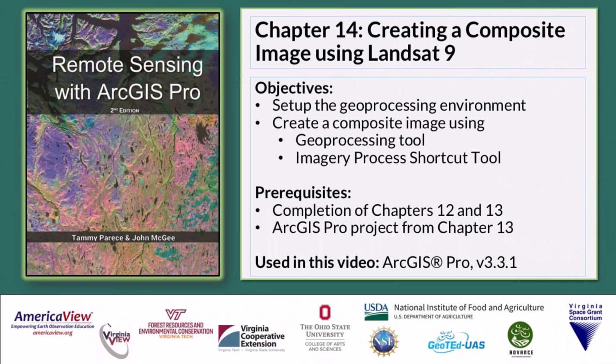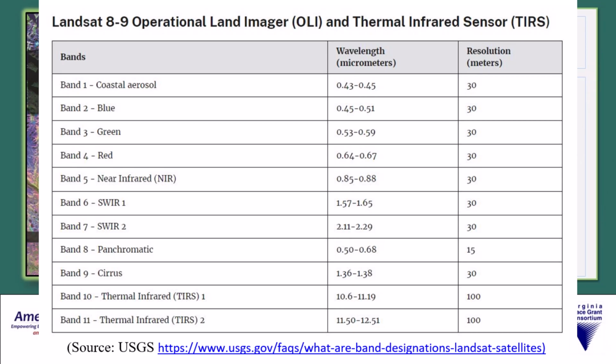In this chapter, we'll use the completed Chapter 13 ArcGIS Pro project to create a composite image using two different tools, the GeoProcessing tool and the Imagery Process Shortcut tool. A composite image is a single image composed of several different bands.